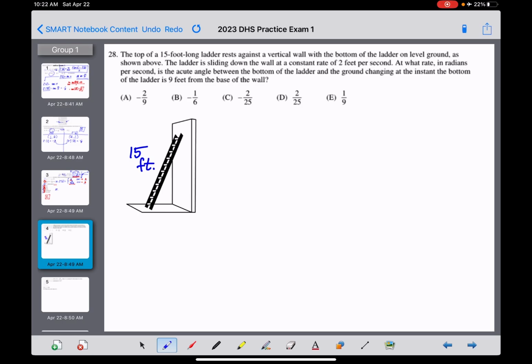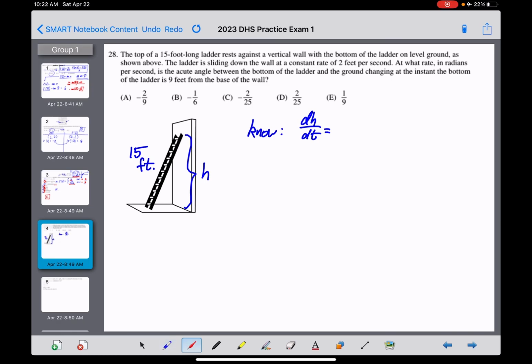Rest against a vertical wall. The bottom of the ladder, okay, got it, and the ladder, yep, here we go, is sliding down the wall. So this quantity right here, everybody, is a variable quantity. I'm going to call that h for the height of the ladder. And what they're telling us right here, guys, we were given that the derivative of h with respect to t, the ladder sliding down the wall at a constant rate of 2 feet per second. So that's the rate at which h is changing.